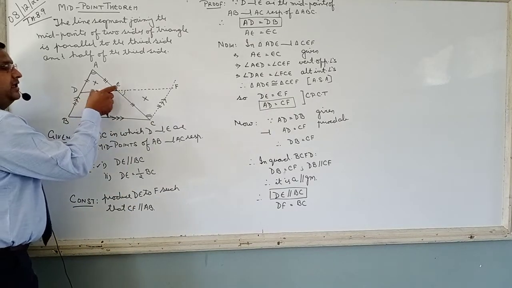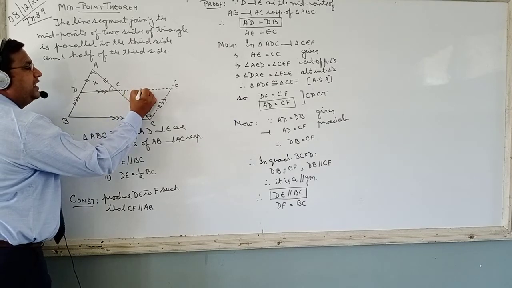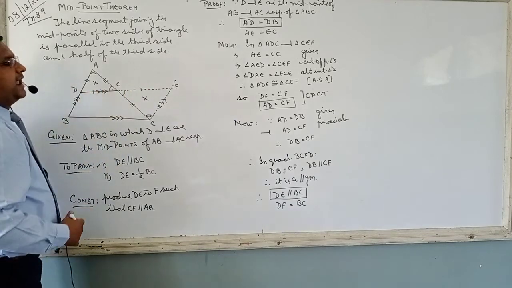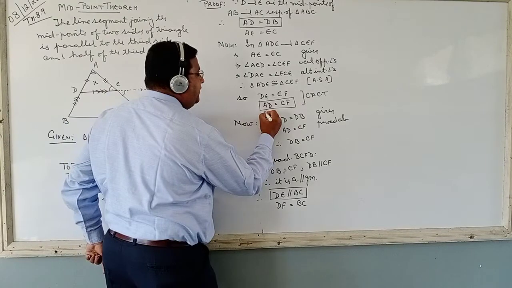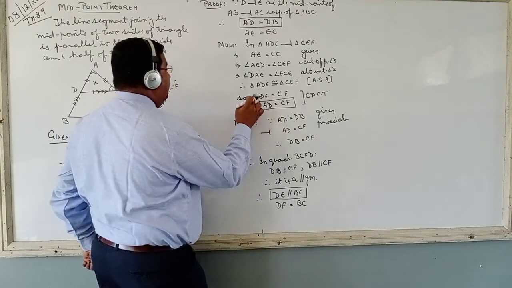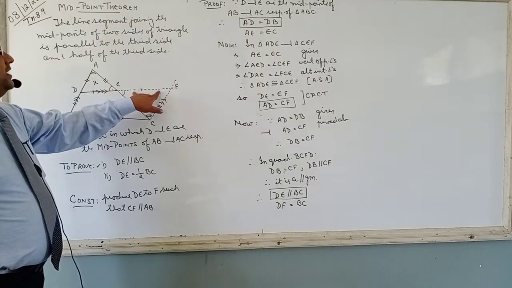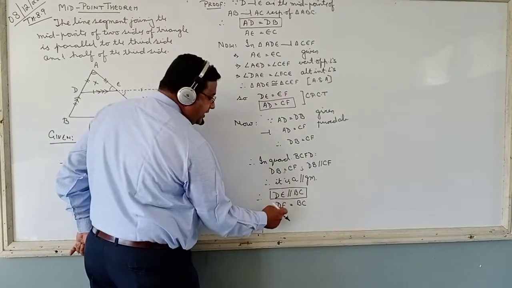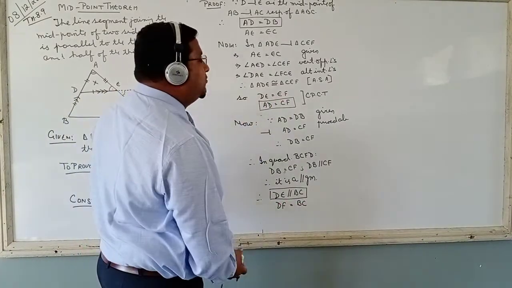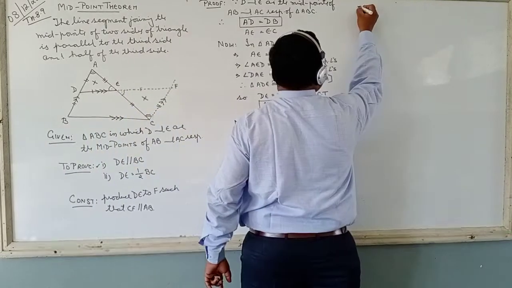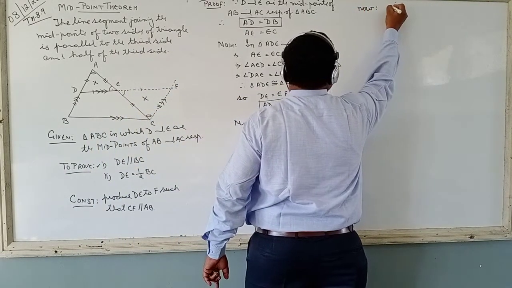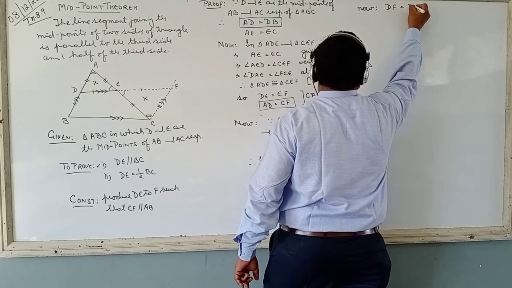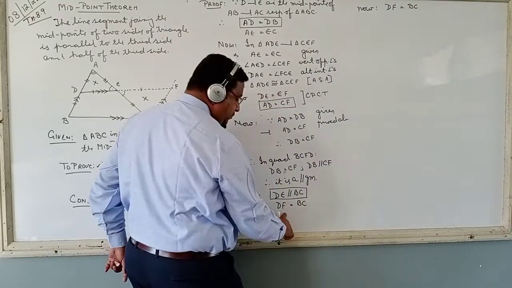And DE is also equal to EF. Why? Again CPCT. Here it is, we have already mentioned DE is equal to EF. And DE is equal to EF and DF is equal to BC. So observe carefully. Now DF is equal to BC. Here it is proved above.